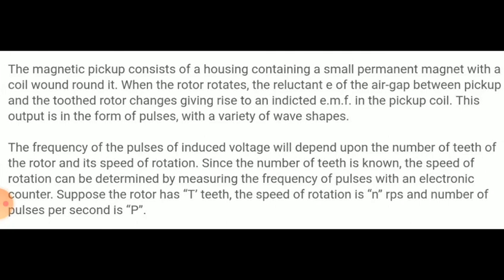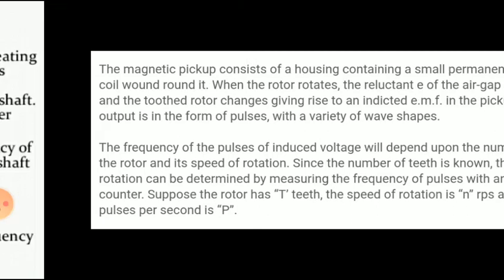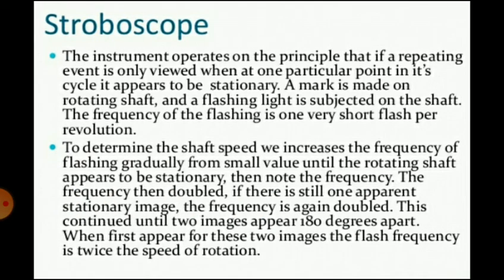Some advantages of tooth rotor variable reluctance tachometers are: it is simple and rugged in construction, it is maintenance free, it is easy to calibrate, and the information from this device can be easily transmitted. Now we will move on to the next part to measure the angular velocity, that is, stroboscopic methods. Now the stroboscope is a simple portable manually operated device which may be used for measurement of periodic or rotary motions.